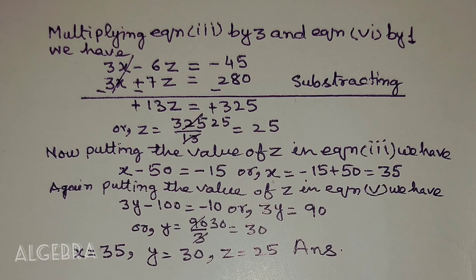Now putting the value of z in equation 3 we have x minus 50 is equal to minus 15, or x is equal to minus 15 plus 50 is equal to 35. Again putting the value of z in equation 5 we have 3y minus 100 is equal to minus 10, or 3y is equal to 90, or y is equal to 90 by 3 is equal to 30. So x is equal to 35, y is equal to 30, and z is equal to 25, answer.